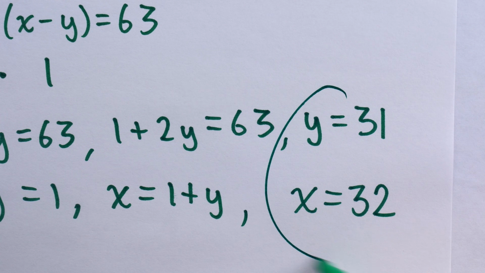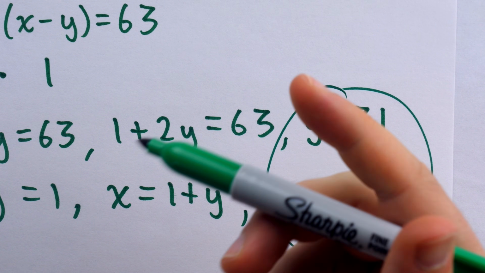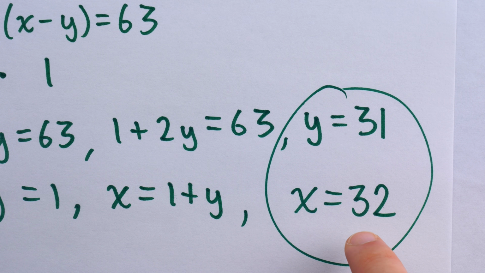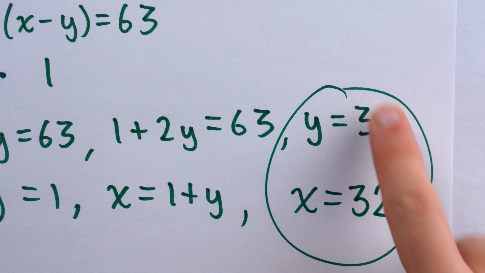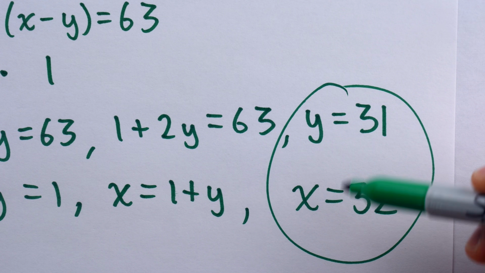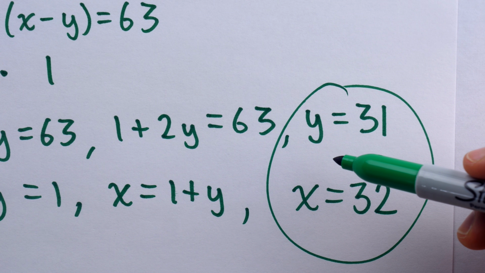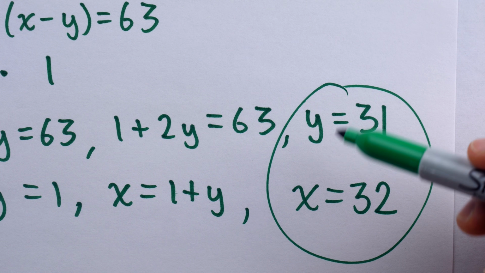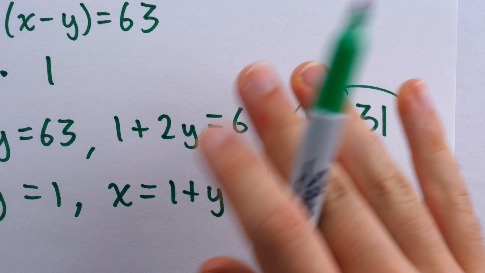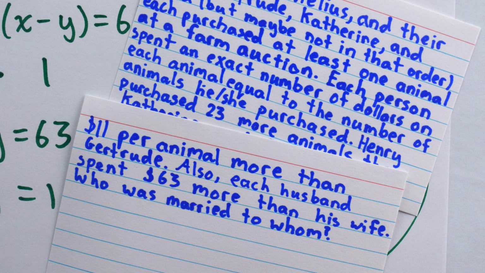So this is one of the possibilities for a husband and wife pair, that the husband bought 32 animals, each for $32, and the wife bought 31 animals, each for $31. Now, we won't be able to figure out who these numbers correspond to, Henry, Cornelius, whoever it is. We don't know yet. We'll have to check out the other factorizations and see how our other restrictions in this problem narrow down the possibilities.